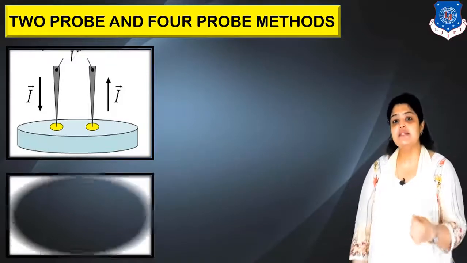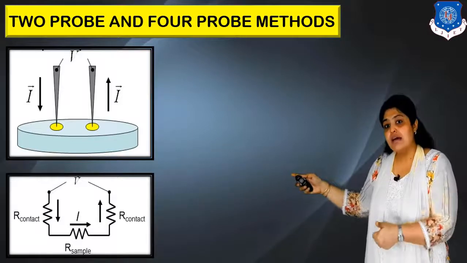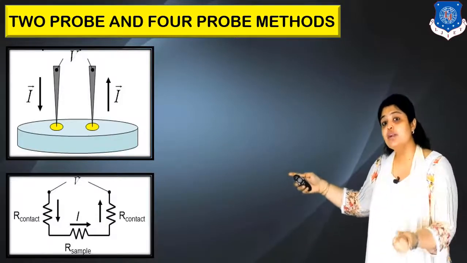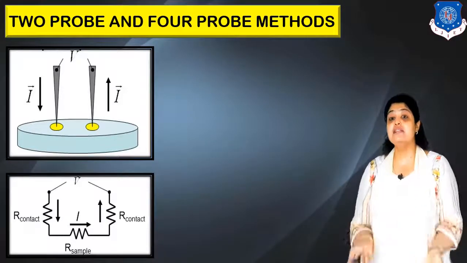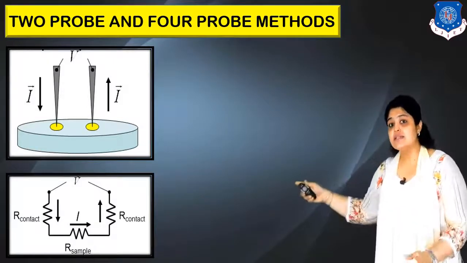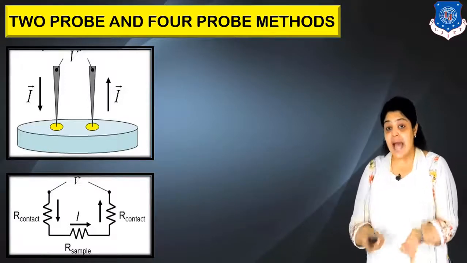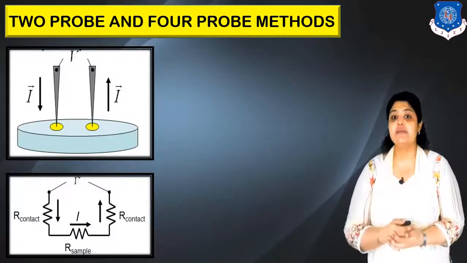So what happens in this type of measurement, you can just see that the current which is being input and the current which is being output also includes the resistance of the sample as well as the probe resistance. So in this case, the probe resistance, that is contact resistance and probe resistance, is added on to the reading which we are actually measuring.